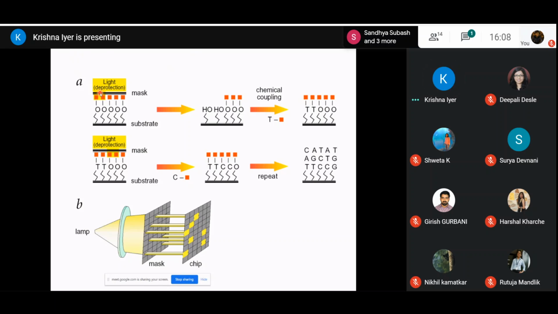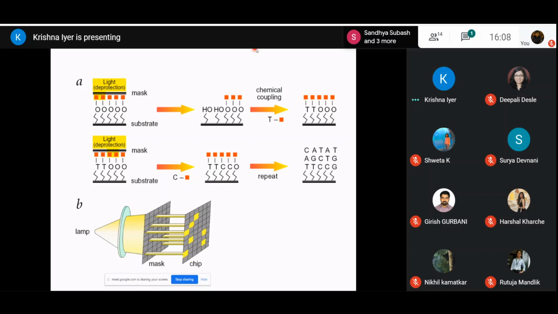Rather than using masks, they made what is called a tower with a lot of mirrors on it, and these mirrors were individually movable, and when the light was shown on the mirror, the angle of the mirror was adjusted in such a fashion that you could get light shining wherever you wanted. And the big advantage of this is, tomorrow if my sequence is changed and I want to make another sequence, all I have to tell the computer is how I should move the mirrors, so that I can accomplish that task rather than making new masks. Okay, so a very elegant technology from this company called NimbleGen.